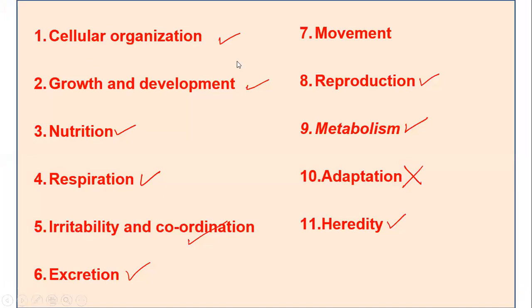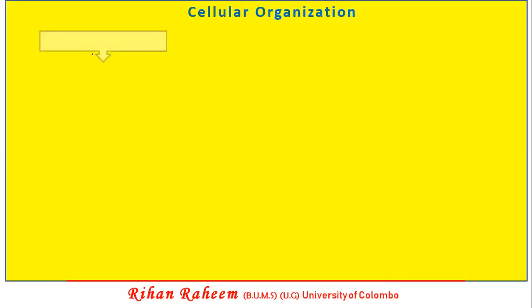Our today's topic is just one part of the first of the characteristics of life. Now we have studied cellular organization. One part of the cellular organization is the cell. So we are going to study everything about the cell, in and out.